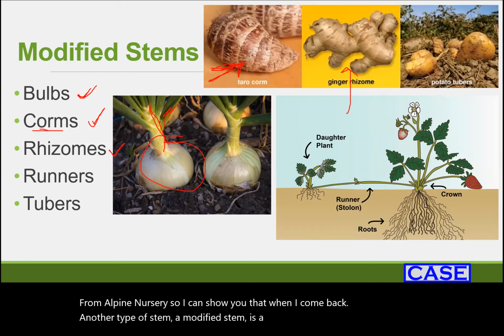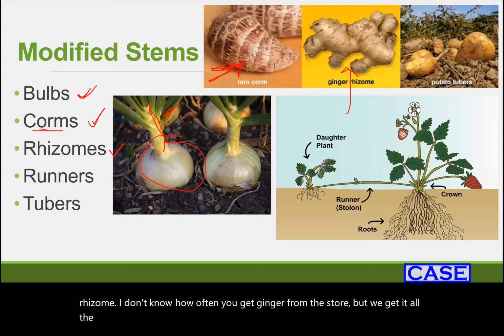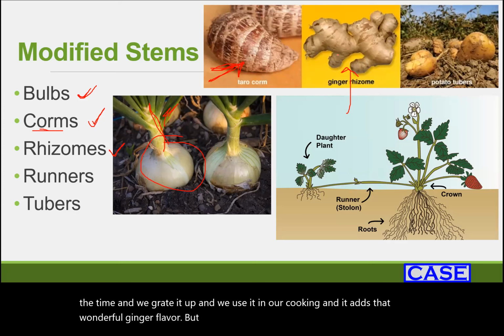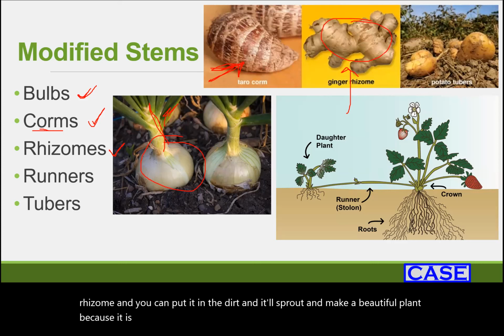Another type of modified stem is a rhizome. Ginger is an example of a rhizome. I don't know how often you get ginger from the store, but we get it all the time. And we grate it up and we use it in our cooking, and it adds that wonderful ginger flavor. But you can actually take a ginger plant and this rhizome, and you can put it in the dirt, and it'll sprout and make a beautiful plant because it is a modified stem.